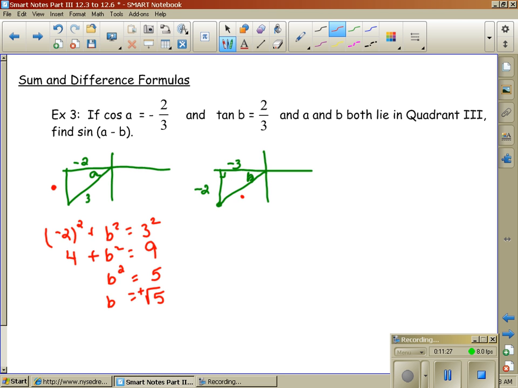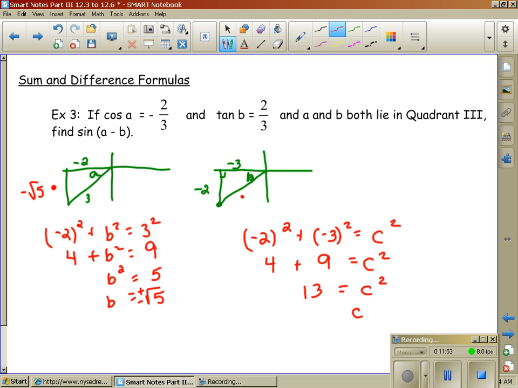Remember, it's technically plus and minus, and then we have to think about where we are. Is this negative or is this positive in the third quadrant? So this is negative. So negative square root of 5. Here we have -2 squared plus -3 squared equals c squared. 4 plus 9 equals c squared. C squared equals 13. So c equals positive and negative square root of 13. Your hypotenuse is always positive because it's the distance from the origin to that point. So this is positive square root of 13.